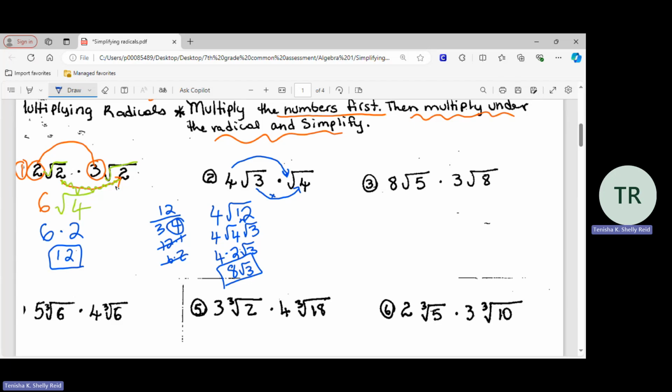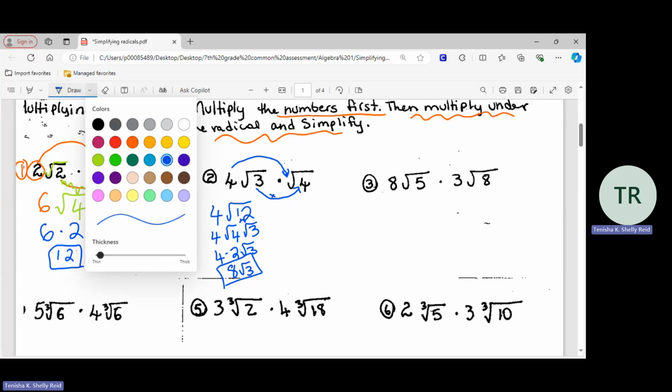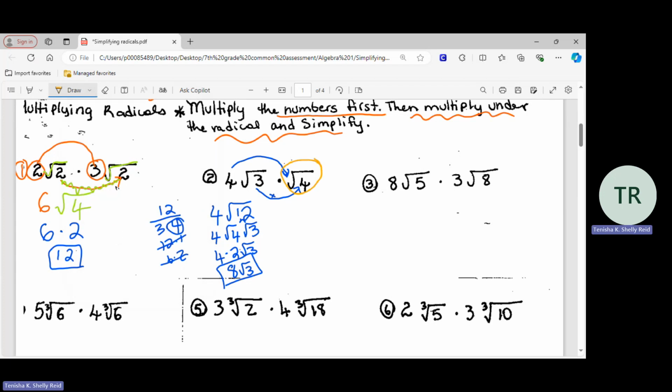I want to point out another way, because if I notice the square root of 4 from the beginning, I could have just said this is 4 square root of 3 times 2, because the square root of 4 is a number, it's 2. And in that case, I would still multiply the numbers first and get 8, and then I would just have the square root of 3. Same answer. It depends on what you saw first.